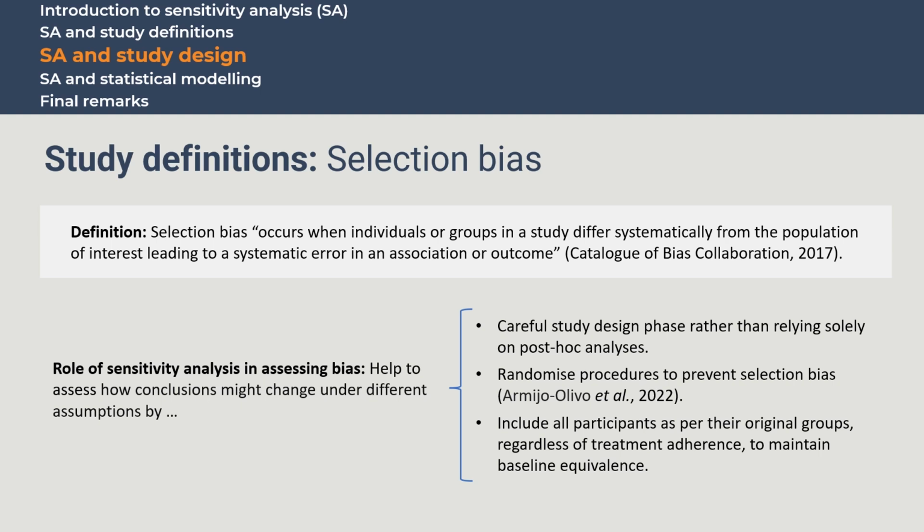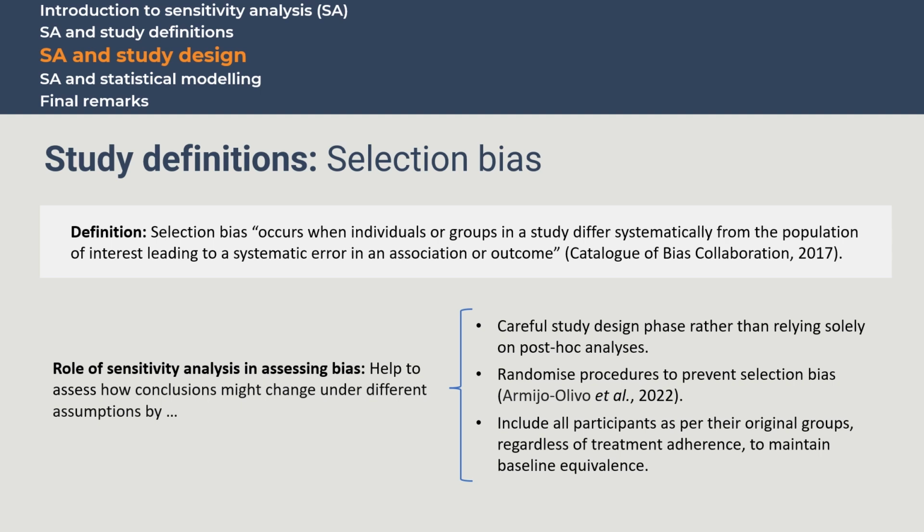In clinical trials, for example, several steps can be taken to prevent selection bias, especially at the study design phase, in order not to rely only on post-hoc analysis. Furthermore, Armijo Olivo recommends to randomize procedures to prevent selection bias, and when randomization is not possible, one can include all participants as per their original groups, regardless of treatment adherence, to maintain baseline equivalence.